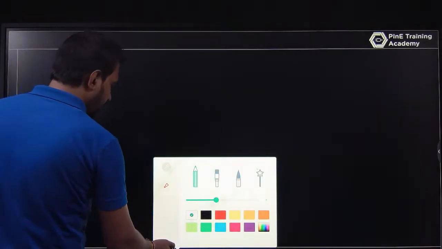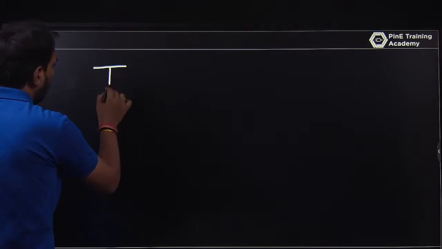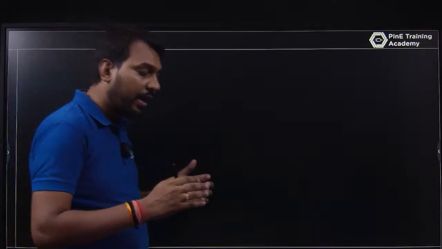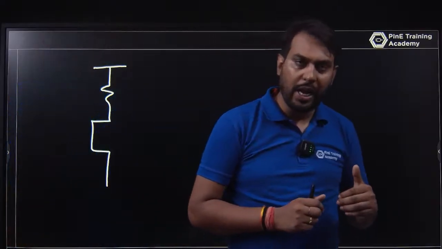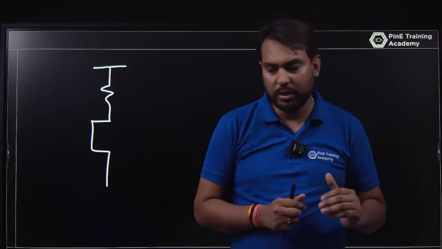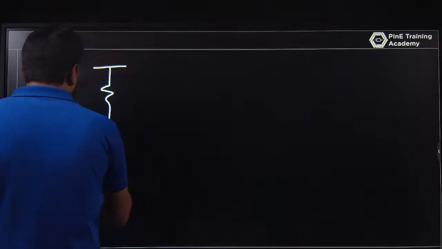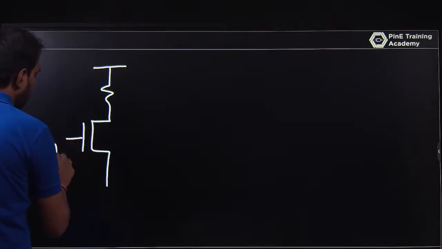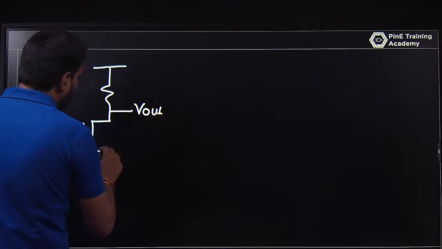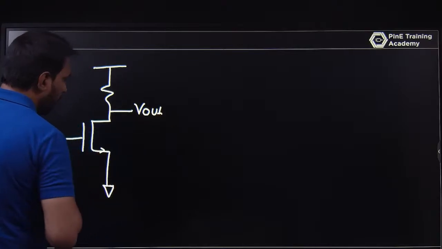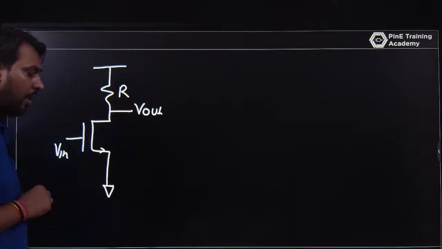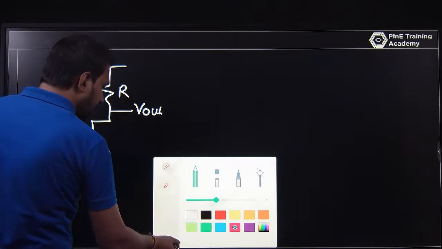So what does common source amplifier mean? We are providing the input at the gate and taking the output at the drain, and the common part is the source. That's why it is a common source amplifier. This is the input, the output is at the drain, this is your ground, and this is your resistance. And of course the body is connected to the source.